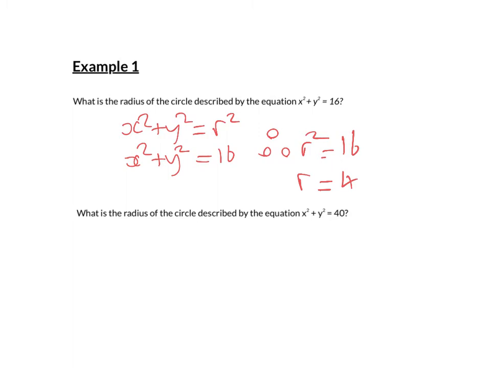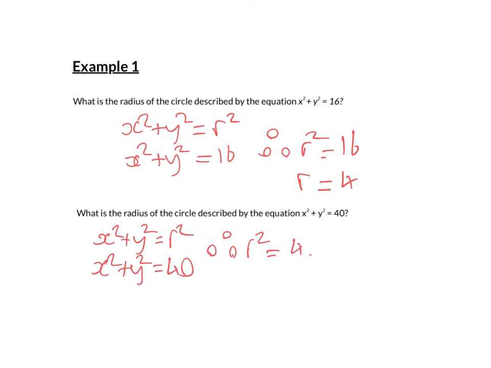Same thing with this one. x squared plus y squared equals r squared. Here we've got x squared plus y squared equals 40. Therefore, r squared equals 40. So this is going to be a surd, isn't it? So we've got r is root 40.